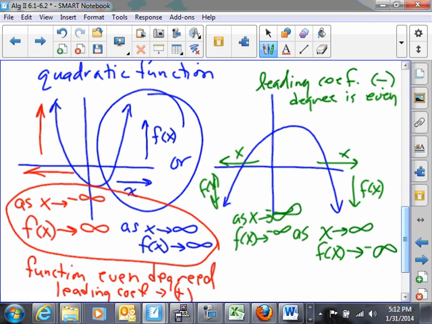So we'll get exactly the same behavior at the ends with a quartic function, that's fourth degree, a sixth degree function, an eighth degree function, a 42nd degree function, etc. Anytime the leading coefficient is positive and the degree is even, we get end behavior that goes up in both directions. Anytime the leading coefficient is negative and the degree is even, we get end behavior going down in both directions.